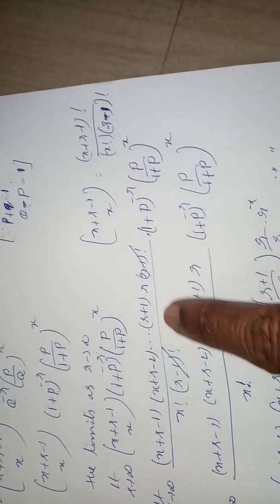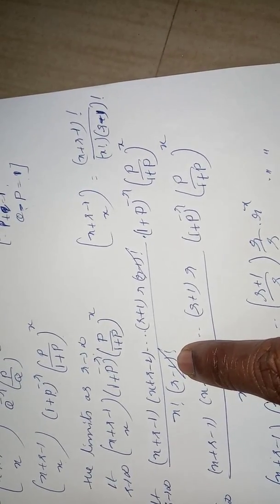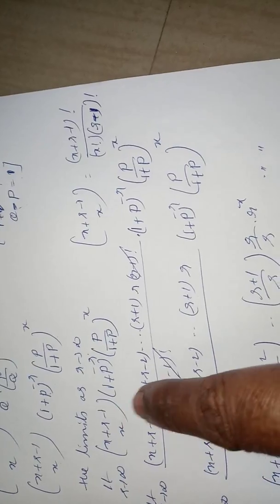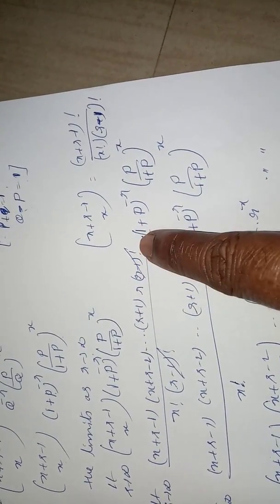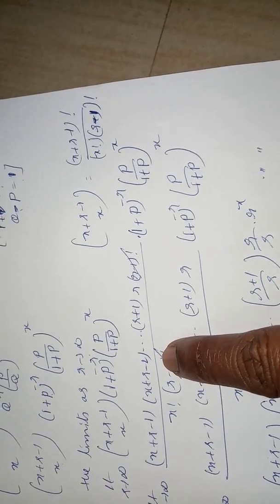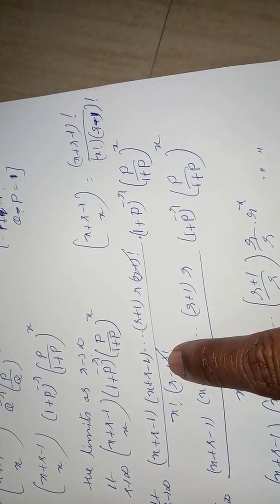How do you know that, madam? Means you have to cancel the denominator value, which is r minus 1 factorial. So that's why your expansion is done up to r minus 1 factorial. So after writing this expression you can cancel r minus 1 factorial, r minus 1 factorial gets cancelled.